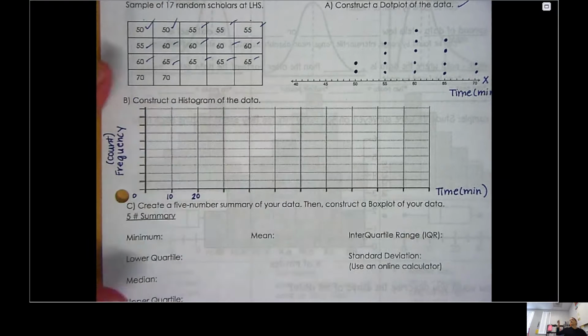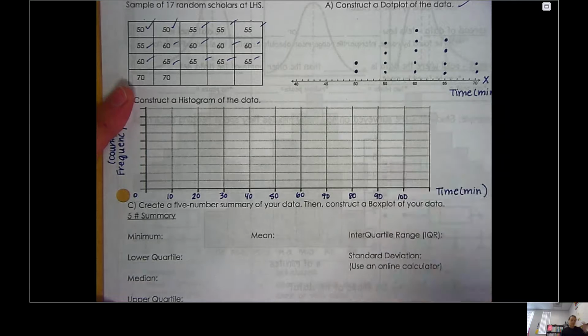Okay, so we'll do 10, 20, all the way across. Now these are called the increments. It's how much you're counting by. So we're counting by 10s: 40, 50. Okay, we don't need to go past 100 minutes.